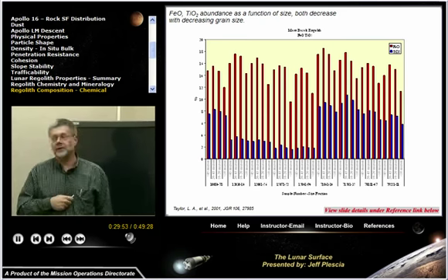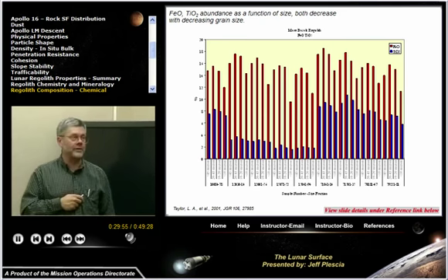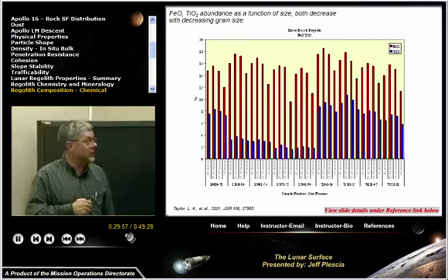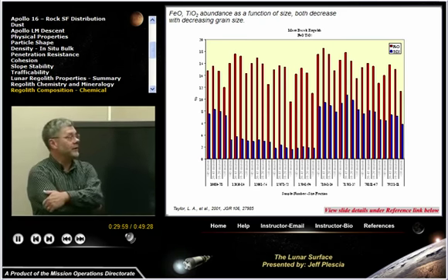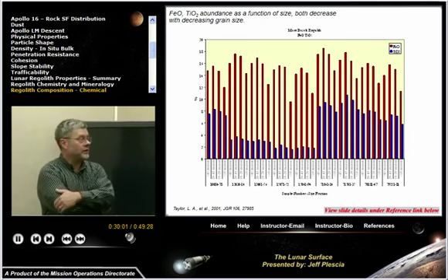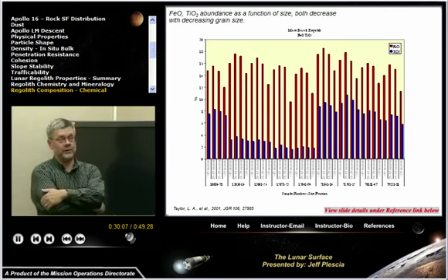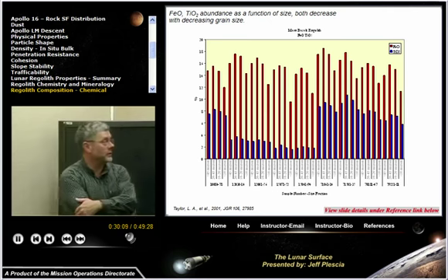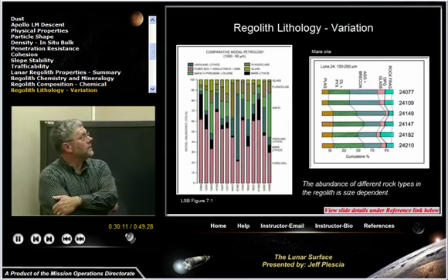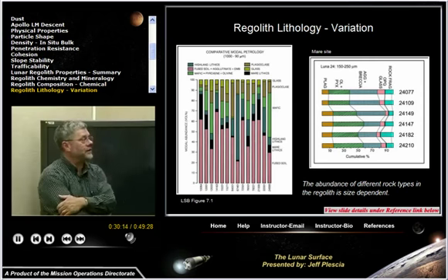This kind of information is most relevant to the people who are going to try to do ISRU, where you're interested in trying to get a particular element out of the regolith, and in that case, sorting the regolith by size may be a very beneficial process because some of it will have much more concentration of the material of interest than the bulk material will. Next slide. There's also a lithologic variation.